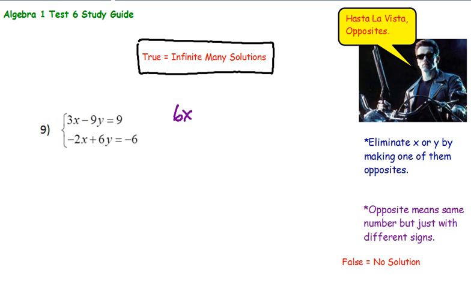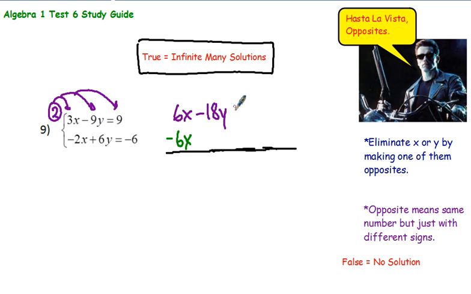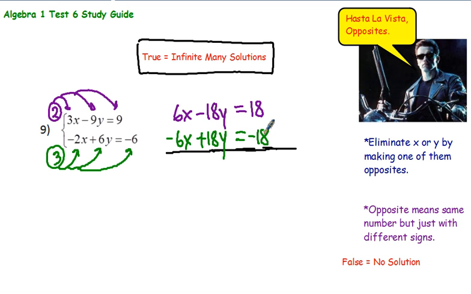So let's say I wanted that to be a 6x, and then let's say I wanted that to be a negative 6x. Well, then I'd have to think about, how can I make that happen? For the top, I'd have to multiply 3 times 2 to make that 6x. And then I'm going to multiply everything else, right? Negative 18y and a positive 18. And then on the bottom, if I want to turn negative 2 into a negative 6, I'd have to multiply by 3. So let's distribute that across and multiply by 3. So 3 times negative 2x, negative 6x, that's what I wanted. 3 times 6y, a positive 18y. And then 3 times negative 6, which would be a negative 18.